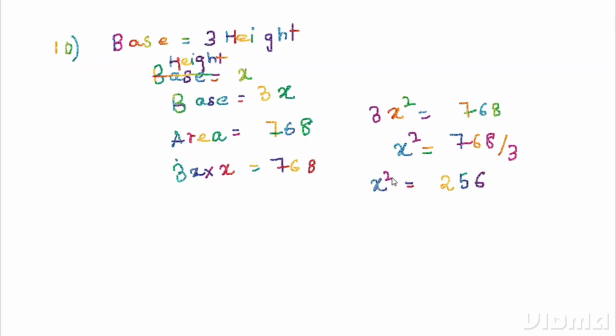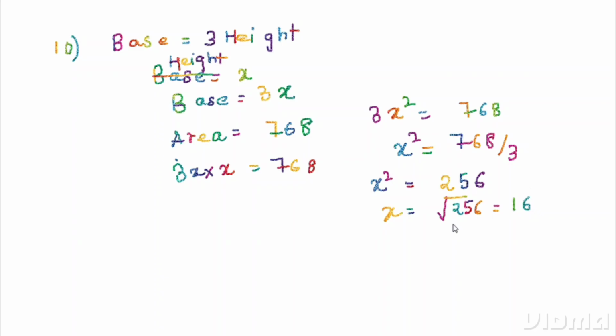Now you have to find x. So what is x going to be? x is going to be the square root of 256. What is the square root of 256? That is nothing but 16. So I have found out x.